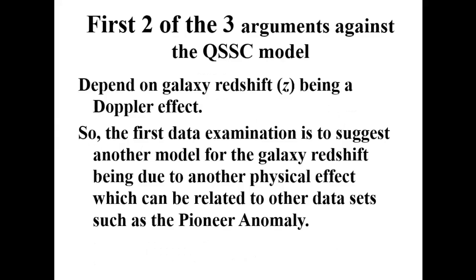The first two of the three arguments against the QSSC model, which we talked about before, depend on galaxy redshift being a Doppler effect. So the first data examination that we want to undergo is to suggest another model for galaxy redshift being due to another effect, which can be related to other data sets, such as the Pioneer anomaly, which also in the STOE model is viewed as a frequency shift.